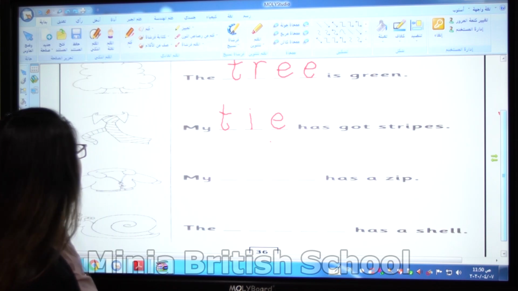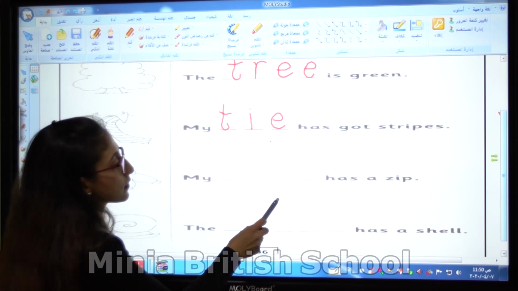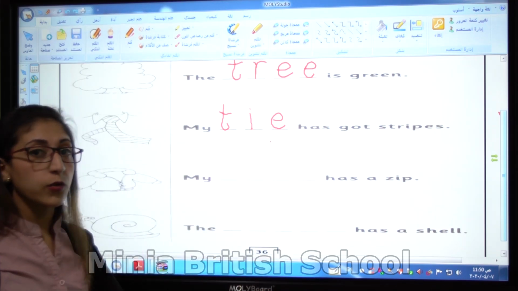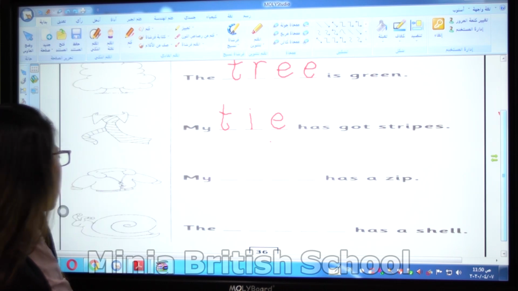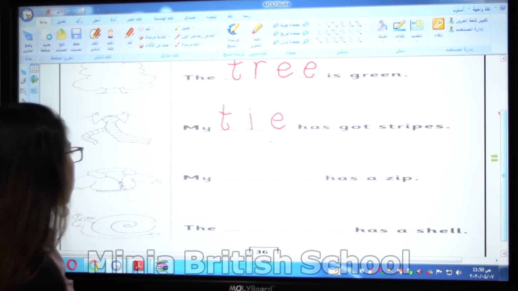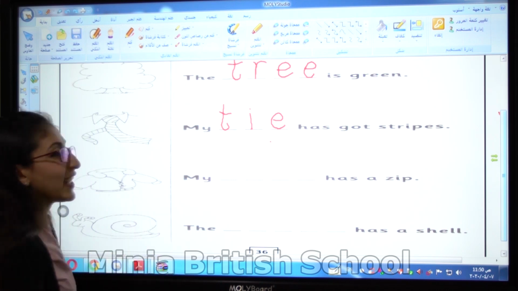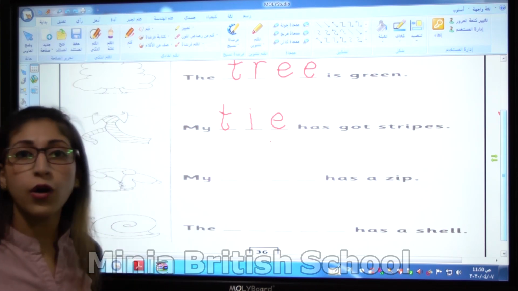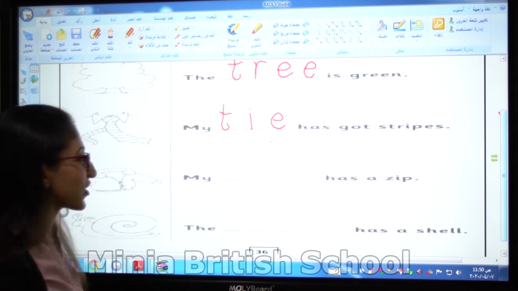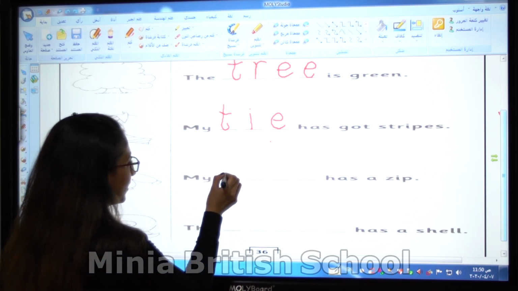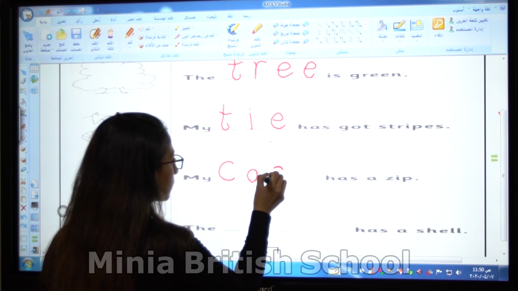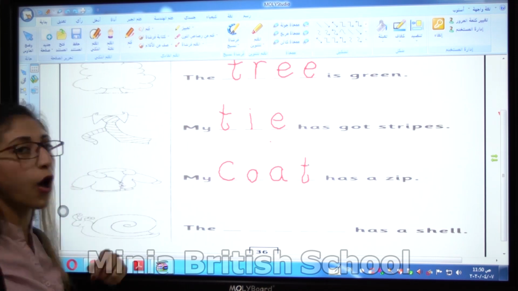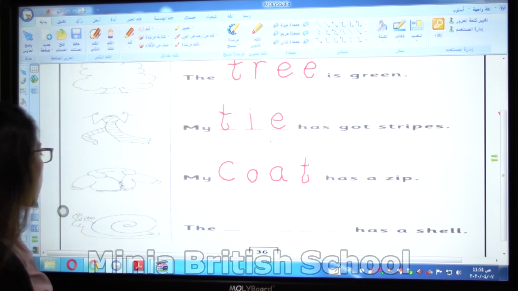Another sentence. My dots has a zip. Right here, look at this picture. What is this? Excellent. My jacket. Or coat. Yes, it's a coat, not jacket. It's coat. Yes, excellent. My coat has a zip. Not jacket. This is coat. Excellent.